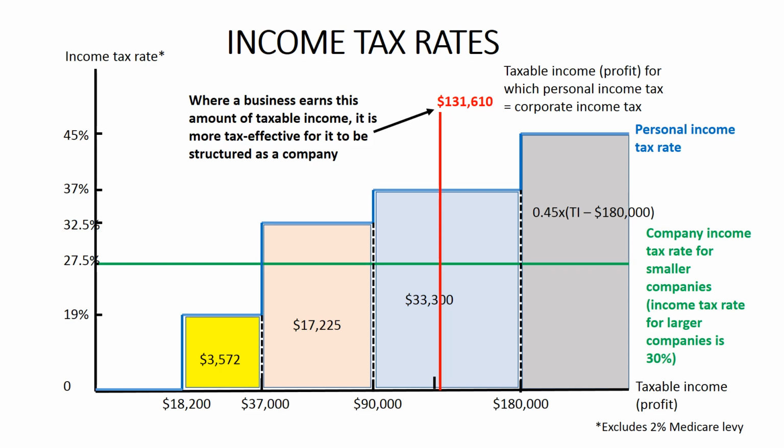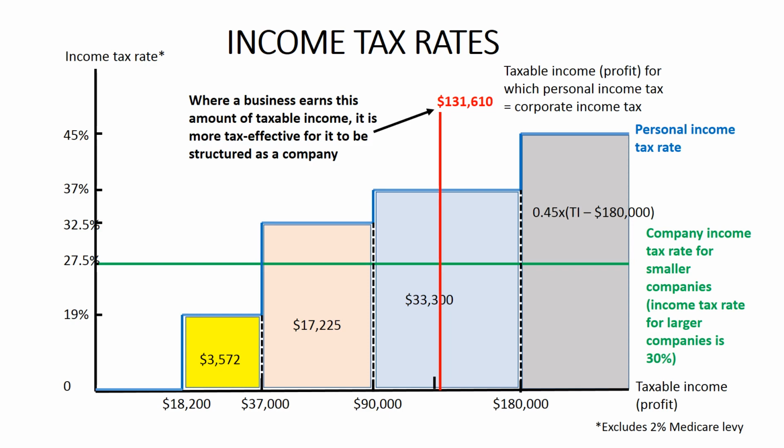You can see that as the profit of the sole trader business increases, the sole trader pays an increasing amount of tax. If the sole trader business makes a profit above $180,000 in a year, then each dollar of profit over $180,000 is taxed at the highest tax rate of 45%.